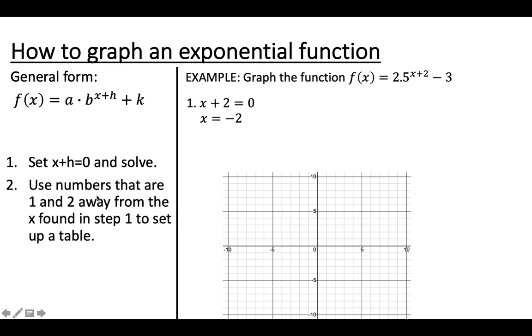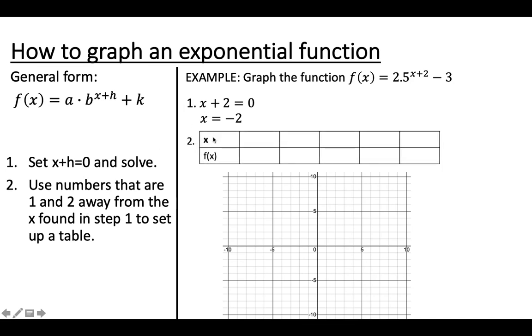Okay, number 2: use the numbers that are 1 and 2 away from the x that we found. So we're going to use this x and numbers that are 1 or 2 away from this number and set up a table. Here's my table, and I'm going to take the number we got in step 1 and put it right in the middle. What other x's are we going to use? We're going to go up 2, or down 2. So you put the number from step 1 right in the middle, go up 2, and go down 2. And those are the x's that we're going to plug in. What's the next step? We're going to plug in all these x's to get all the y's, or the f of x.